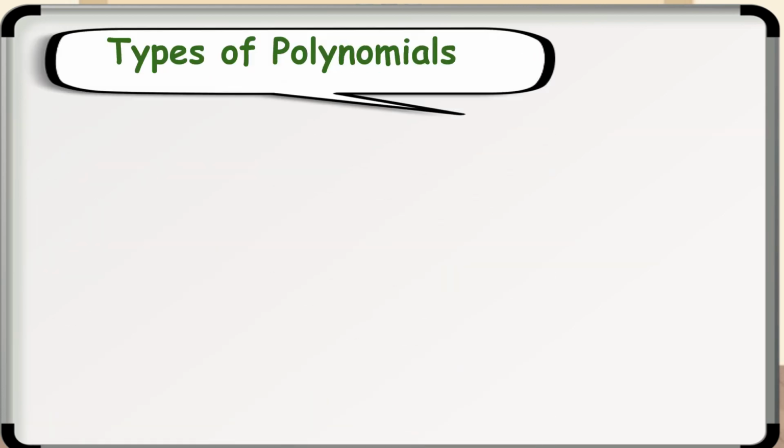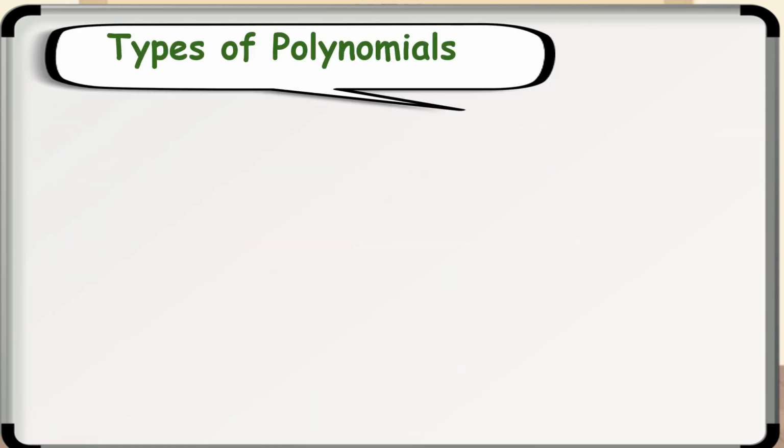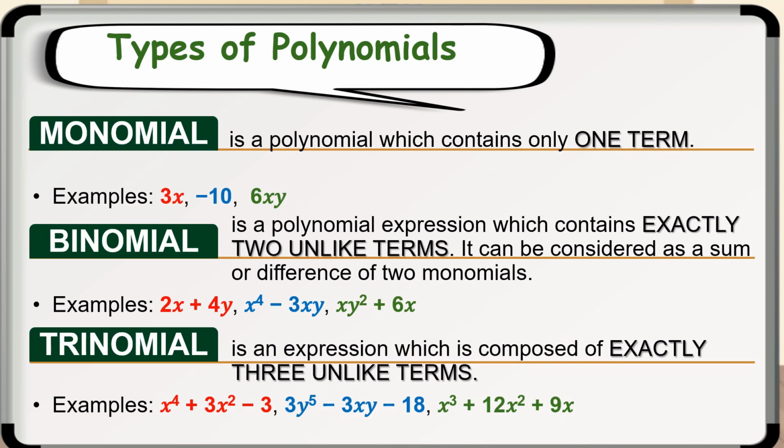We also have types of polynomials according to the number of terms, and these are monomial, binomial, and trinomial. A monomial is a polynomial which contains only one term. Examples are 3x, negative 10, and 6xy.